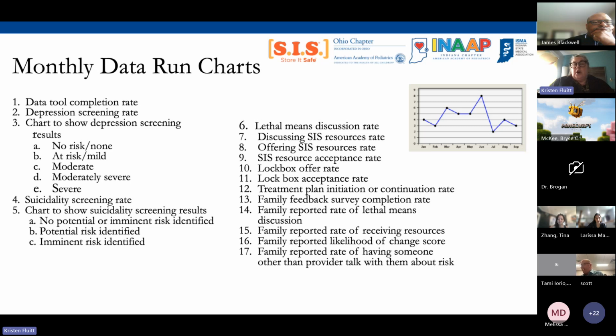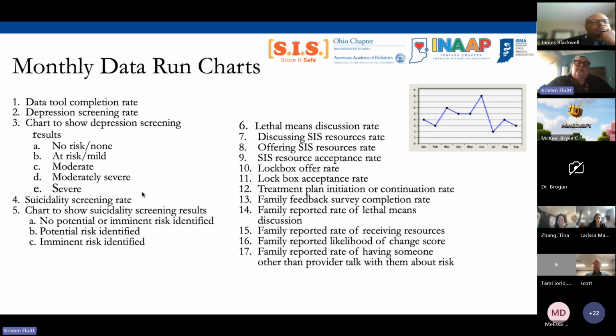It's kind of like with your charting. If you don't put it in the chart, it didn't happen. If you don't enter the data, we have to assume that none of these interventions happen. So that's the first thing. And again, I know that data entry is going to be new with this, so it's not going to be up there to start. But we'd like to get into a groove of getting that done.